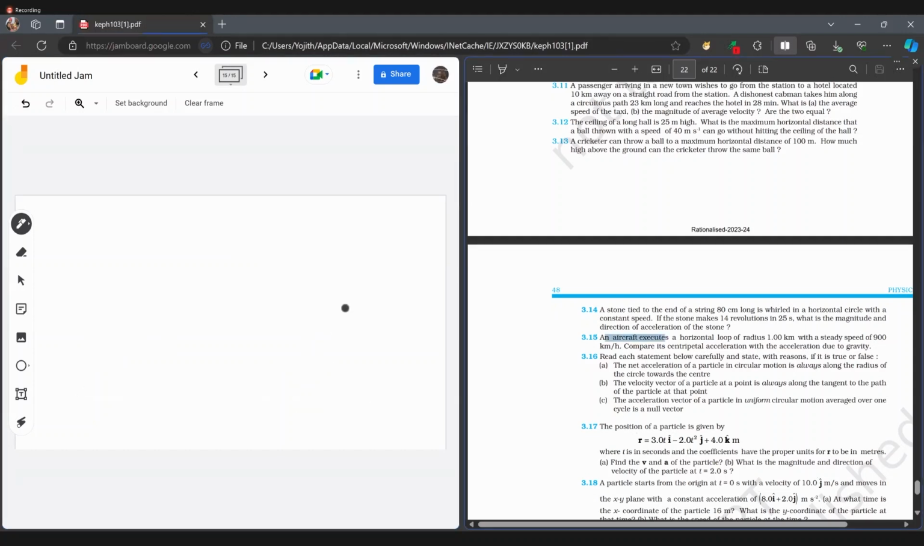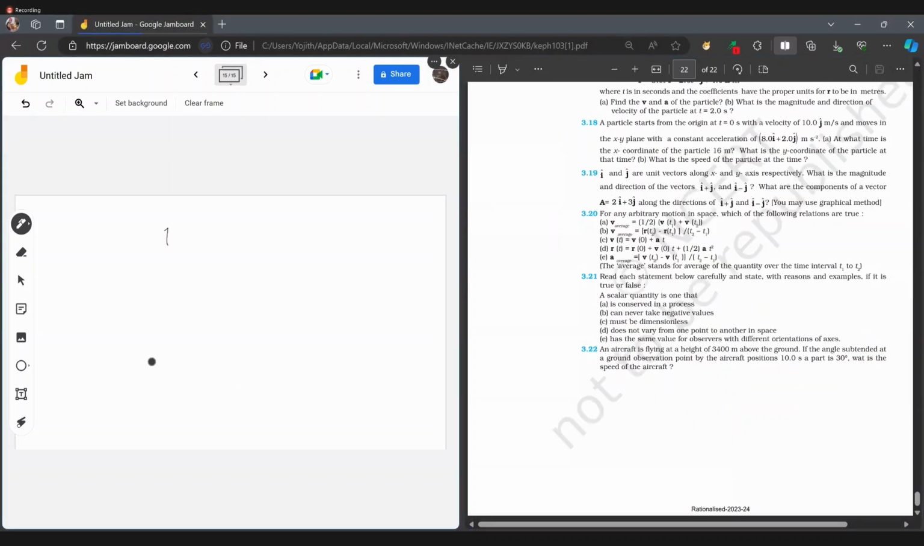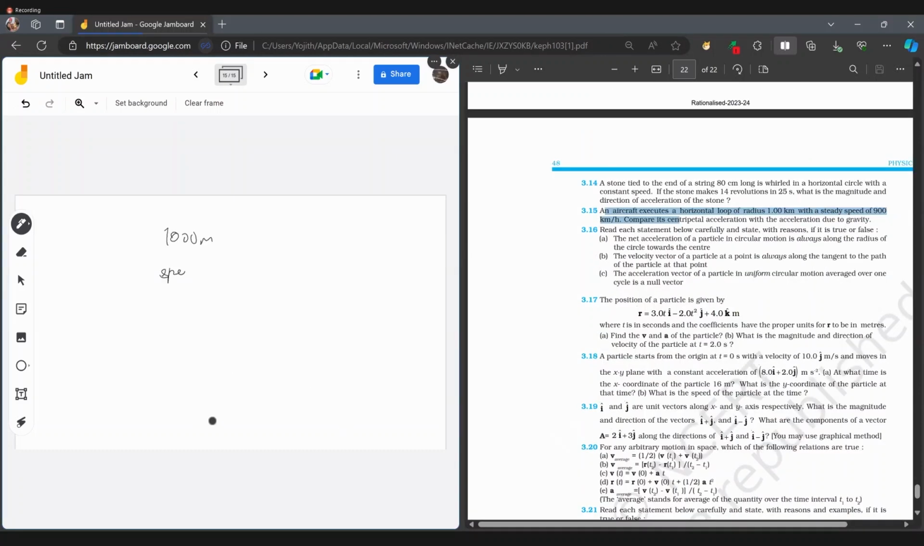by 1000, which is equal to 62.5 meters per second square. Okay, now acceleration due to gravity is 9.8 meters per second square. Hence, centripetal acceleration divided by gravity will be 62.5 divided by 9.8. Okay, this is equal to 6.38. Hence, centripetal acceleration is 6.3 into g.